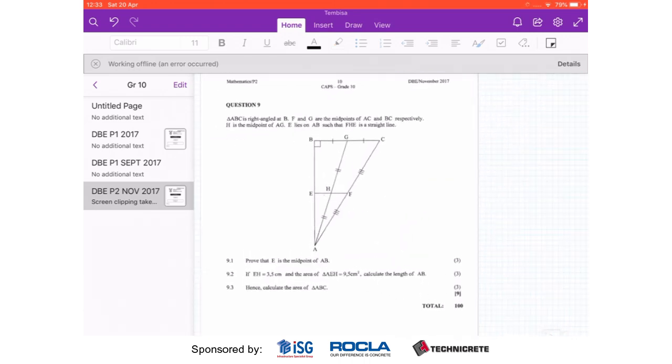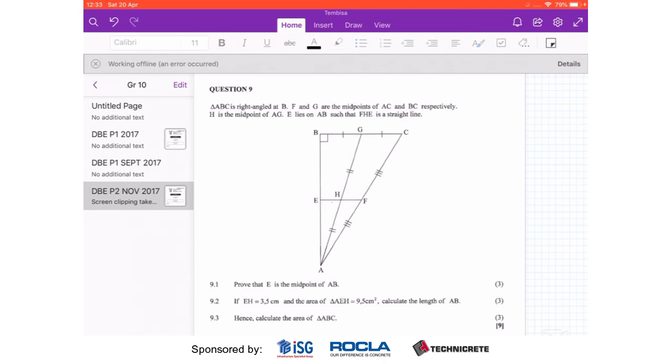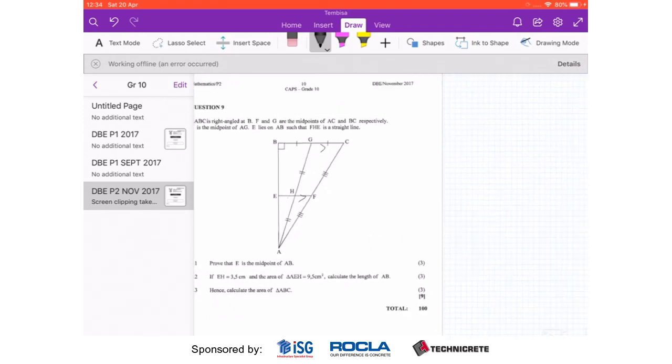It says triangle ABC is right angled at B. No, it's right angled at B only. F and G are midpoints of AC and BC respectively. H is the midpoint of AG. E lies on AB such that FHE is a straight line. So the fact that they're telling us that this is a midpoint is proving midpoint theorem, and midpoint theorem tells me that that is parallel to that. So it's wanting us to prove that E is the midpoint of AB. Okay, so we're proving essentially midpoint theorem.